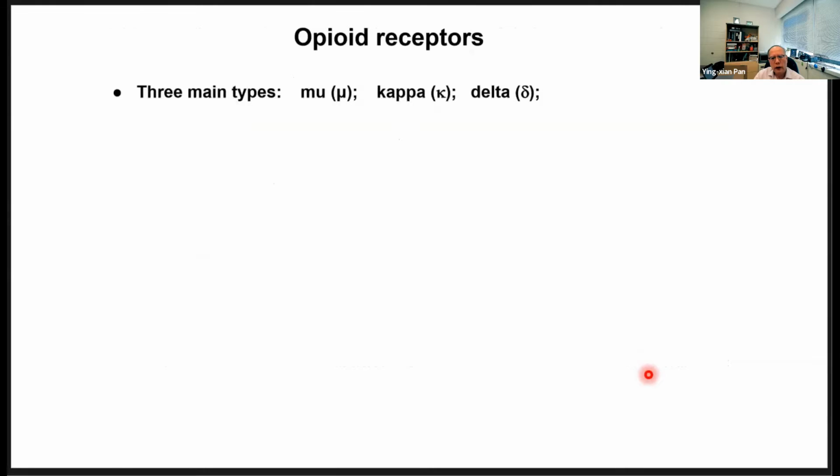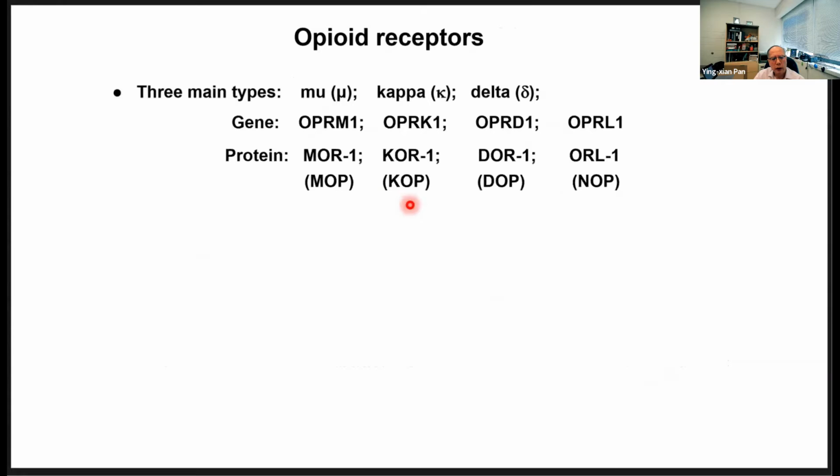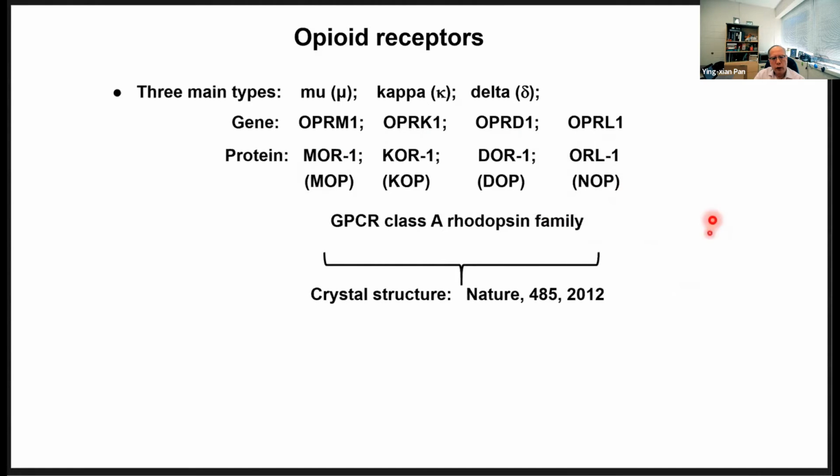The early pharmacology studies defined three types of opioid receptor: mu, kappa, and delta. Molecular cloning led to identification of their genes and proteins, MOR, KOR, DOR, and NOR. They all belong to the GPCR class A rhodopsin family. There's a fourth member, NOR, structurally very close to the other three opioid receptors. However, this one doesn't bind any opiate. The crystal structures of all four receptors have been resolved and published in the same issue of Nature in 2012.